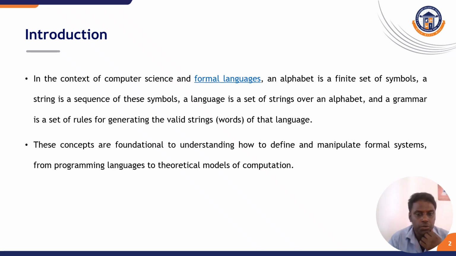These concepts are the foundation for understanding how to define and manipulate formal systems, from programming languages to theoretical models of computation. So in this introduction we have come up with four keywords: one is alphabet, second is string, third is language, and fourth is grammar. In this session we are going to discuss all these four things elaborately. After that, we move to what a finite state machine actually is, and what types of machines there are. That is how this session is going to be.